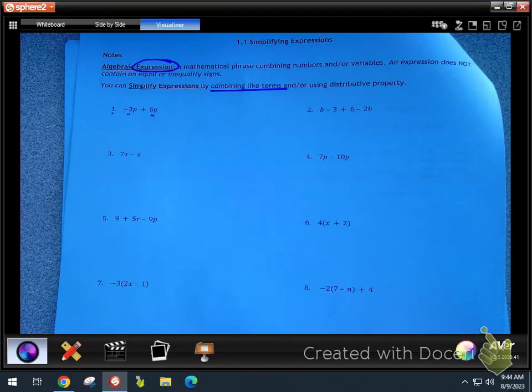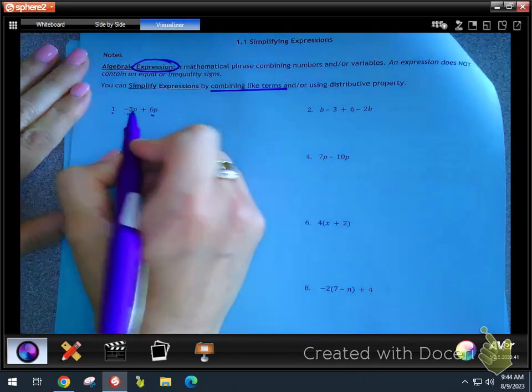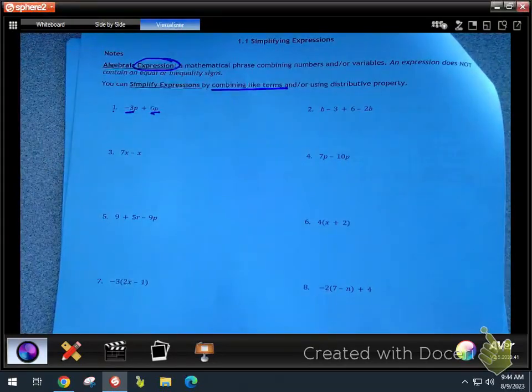But what do both of those terms have? What do they have in common? They both have p's. They both have variables, the same variable, exactly the same, okay, just a p. So because those both have p's, we can call them like terms. I like to underline, so anything that has a p, I'm going to put it underlined on number 1, which is just those 2 things. And then I can combine them because they are like terms.